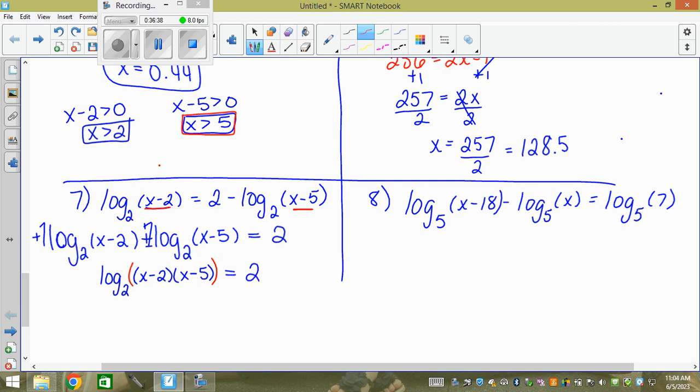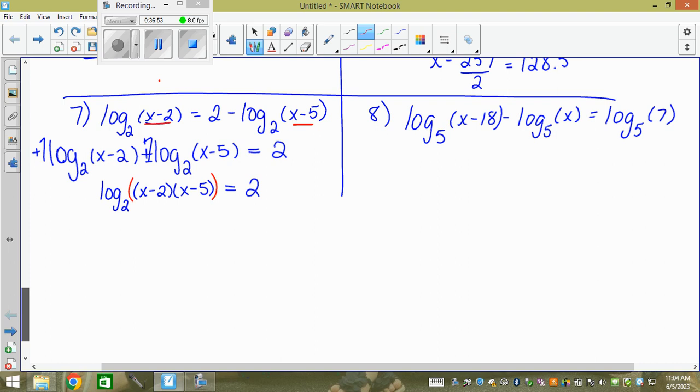I have a single log. I don't know what's beside the log. What do I do next every single time? Convert to exponential every single time. So I'm going to get 2 to the power of 2 equals x minus 2 times x minus 5.